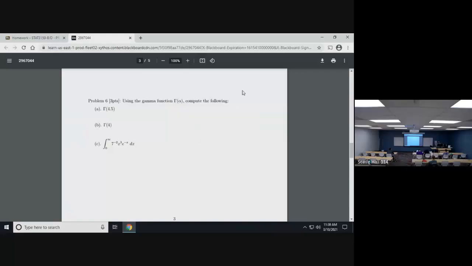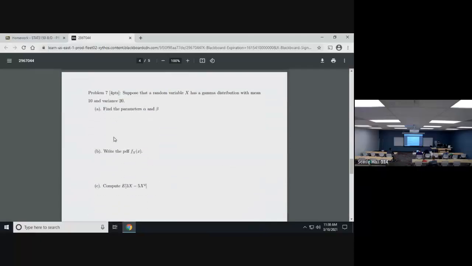Okay, so as it relates to this gamma stuff, this is stuff we did the other day. Hopefully this looks kind of familiar. So these 3 problems, using our gamma function. And then here we are with stuff we just did. For 7, part A, you're told that X has a gamma distribution with a mean of 10 and a variance of 20. So you know what that's equal to, and I want you to find the parameters alpha and beta, right?